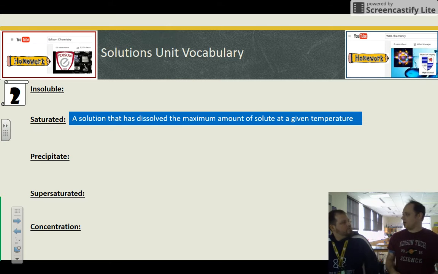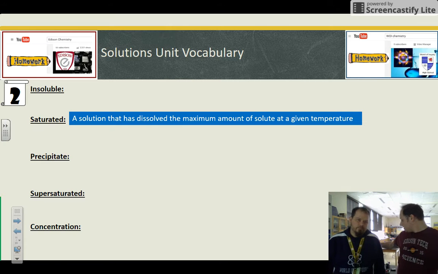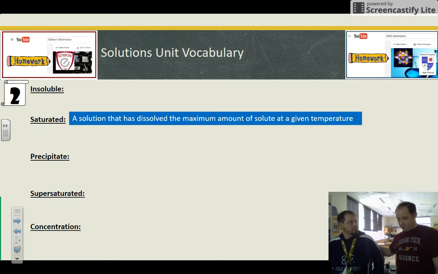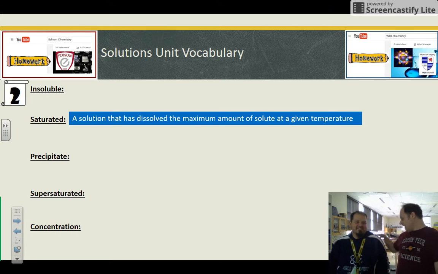Yes. Dissolved the maximum. Mr. Milk's sponge in his sink over there is saturated with old coffee. Means it won't hold any more. And if you go and touch it, it'll start to squeak and leak out.